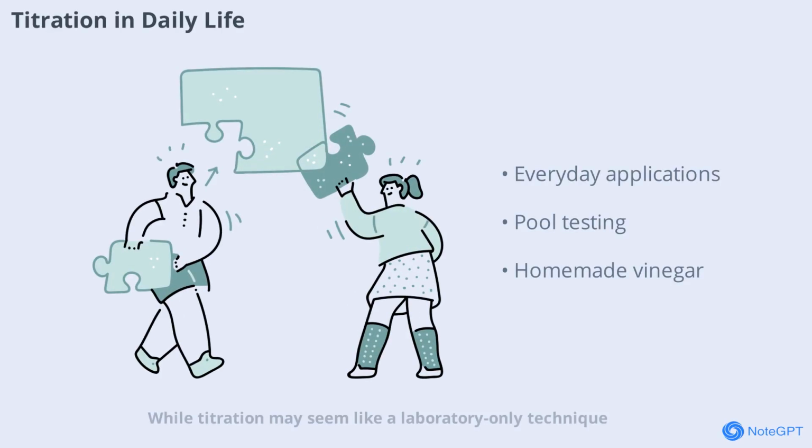While titration may seem like a laboratory-only technique, its principles are present in everyday life. For example, testing pool water for chlorine or checking the acidity of homemade vinegar involves similar concepts. Understanding titration helps us appreciate the science behind many routine tasks and products.